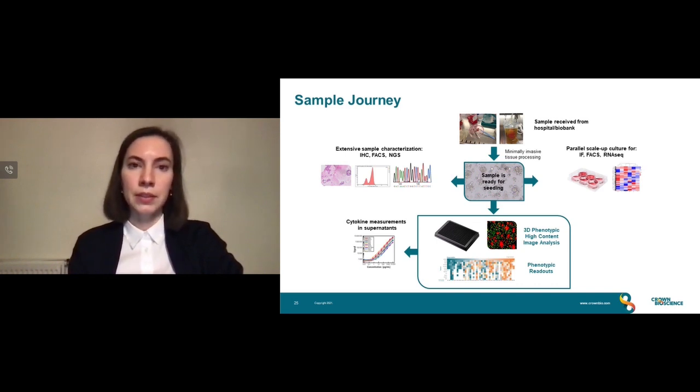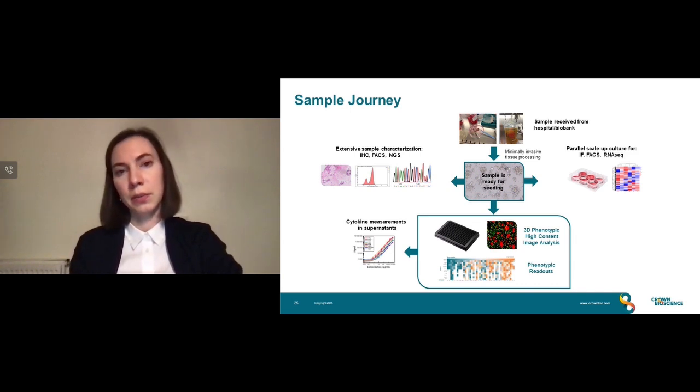First, of course, we can do our 3D high-content image analysis assay in the 384-well plate. And from this assay, very easily, we can collect supernatants and run further cytokine measurements. Additionally, we can preserve part of the sample for immunohistochemistry, FACS analysis, or sequencing. Also, we can run a parallel culture, which will be scaled up compared to our HCI assay. And in this parallel culture, we can do immunofluorescence, FACS, or RNA-seq analysis.